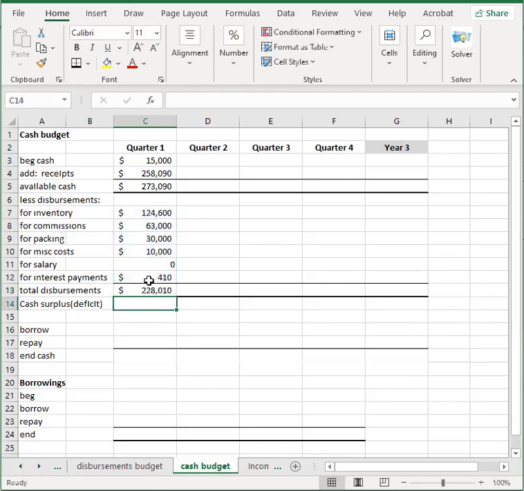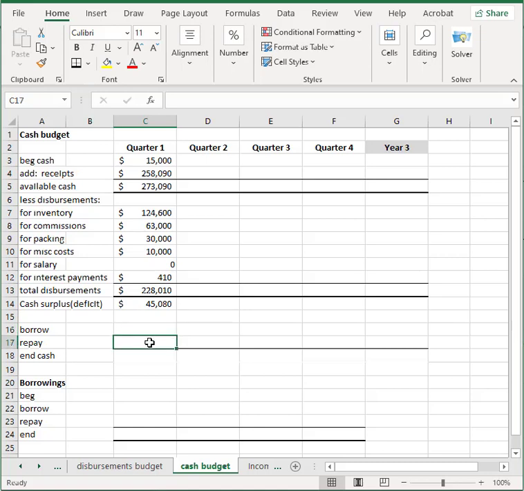Okay, so our total disbursements, it's going to be all of these. And then the cash surplus or deficit will be the available cash minus all the disbursements. So that was available for the payments. There's the total in payments. So we have 45,000 ending balance. So that's great. We started with 15 by the time we collect and receive from customers, and by the time we pay for inventory and commissions and all these other things, we have 45,000. So that's great. We don't need to borrow. In fact, we have 45,000.